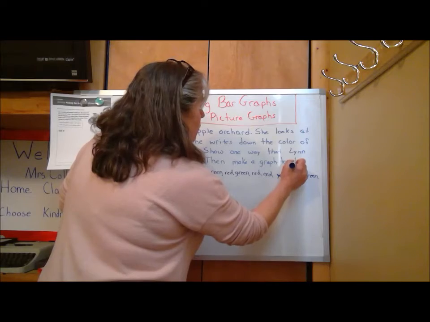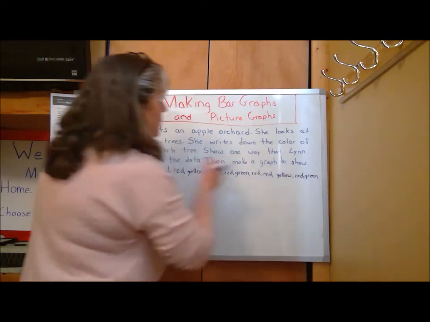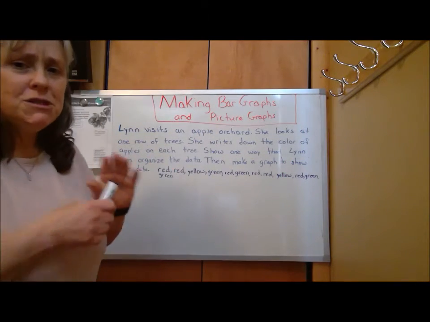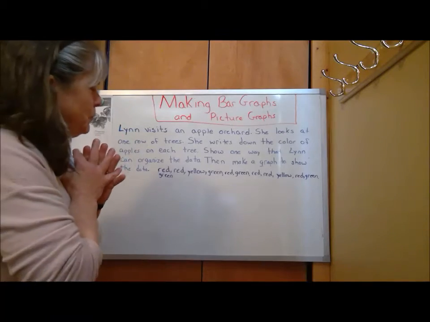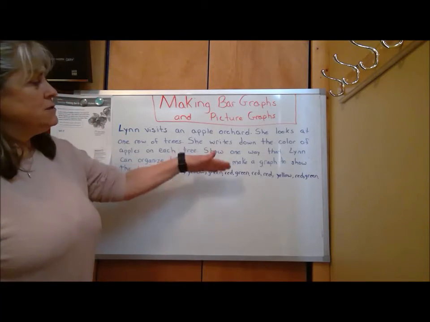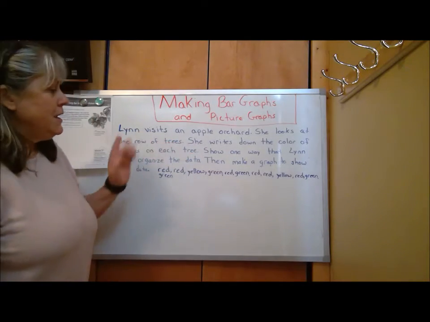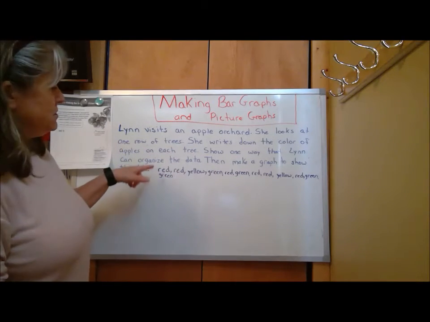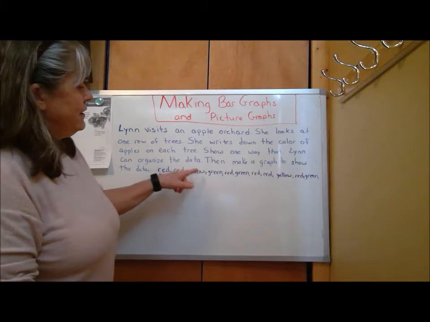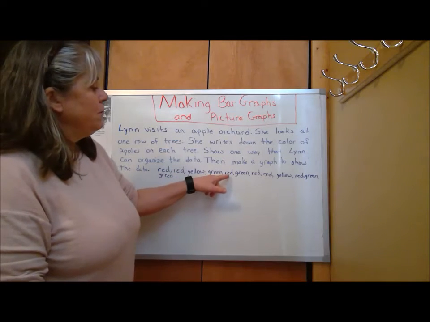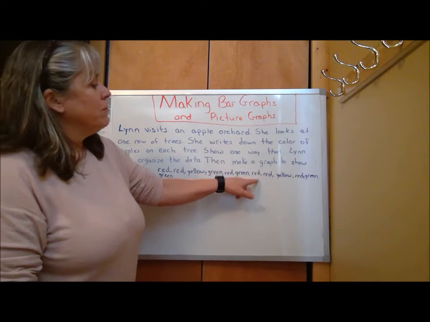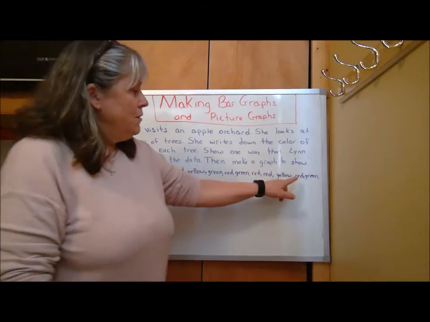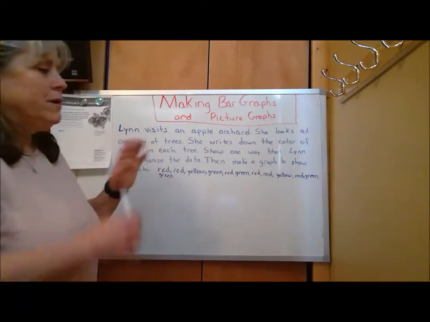Okay, so what are we talking about? We're talking about apples, right? We're just talking about a bunch of apples. We know that Lynn is looking at one row of trees and that she wrote down the colors that she saw. So she saw red, red, yellow, green, red, green, red, red, yellow, red, green, green.